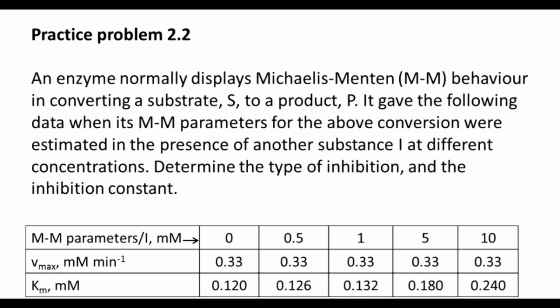Having said that, let us look at the practice problem 2.2. An enzyme normally displays Michaelis-Menten behavior in converting a substrate S to a product P. It gave the following data when its parameters for the above conversion were estimated in the presence of another substance I at different concentrations. Determine the type of inhibition and the inhibition constant. You are given the Michaelis-Menten parameters here, Vmax in millimolar per minute and Km in millimolar, and the inhibitor concentrations in millimolar are given as 0.5, 1, 5 and 10. So these are the Michaelis-Menten parameters that were obtained, Vmax and Km, at various inhibitor concentrations. You are asked to find the type of inhibition and the inhibition constant Ki.